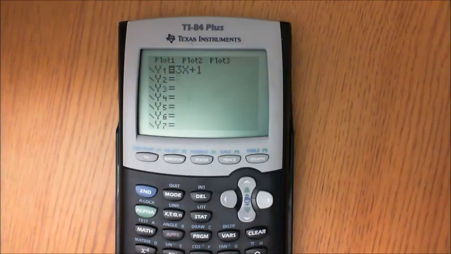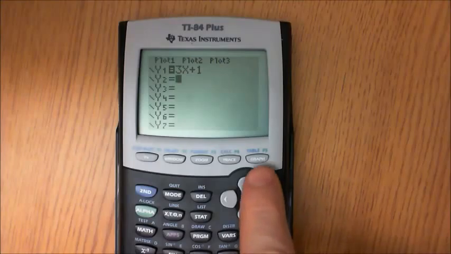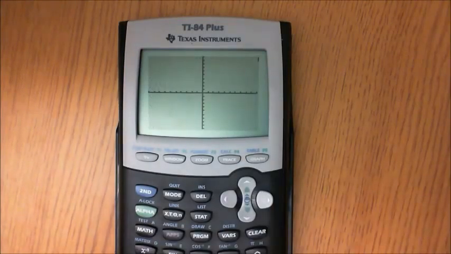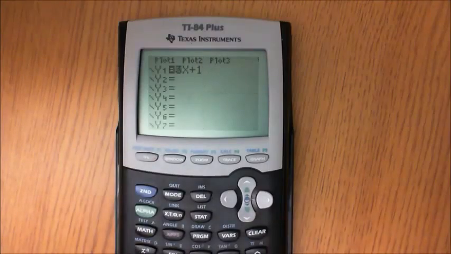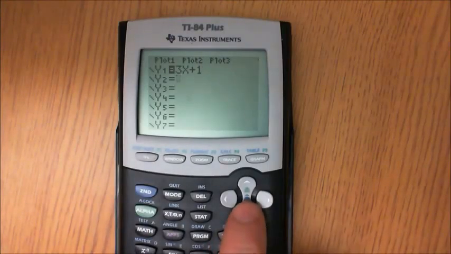and now I want to graph it. So I'll look for the button that is labeled graph. In this case, it is right up here. When I hit graph, it just graphs this nice graph for me. And like I mentioned before, we can actually graph more than one thing at once.